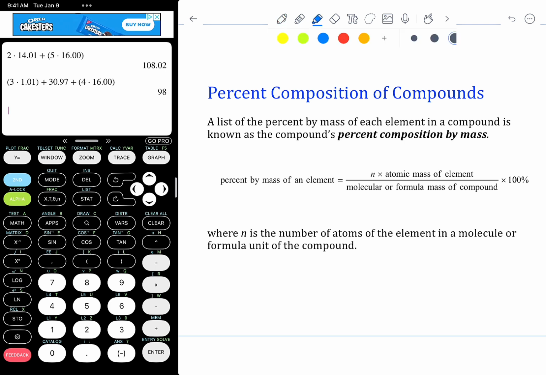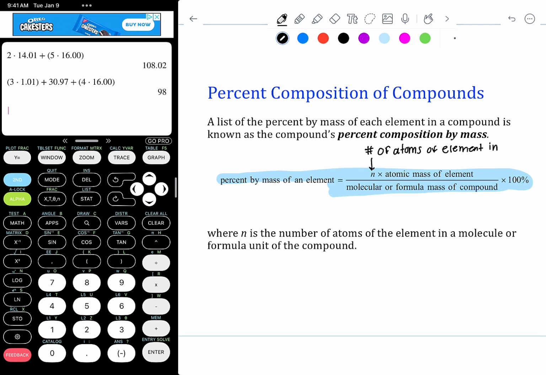To do this, we are going to follow this equation here. The percent by mass of a specific element is equal to N multiplied by the atomic mass of the element, divided by the molecular mass of the compound overall, multiplied by 100. Here, N is the number of atoms of the element in the compound.